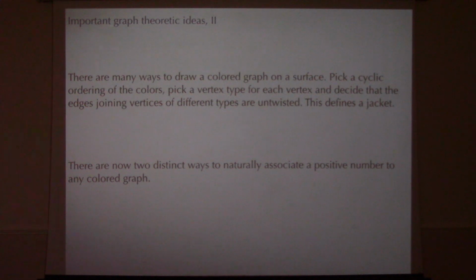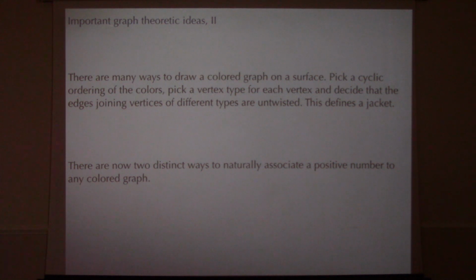Good. Now we come to the fundamental ideas in this field. One old and the other new that we introduced in our recent paper. As we say, there are many ways to draw a graph on a surface, and in particular to draw a colored graph on a surface. So there's a very natural notion associated with colored graphs, which are called jackets, and the jacket of a colored graph is a particular way of drawing it on a surface. How do you build a jacket? It's a very natural way when you have a colored graph. You just pick a cyclic permutation of the colors.